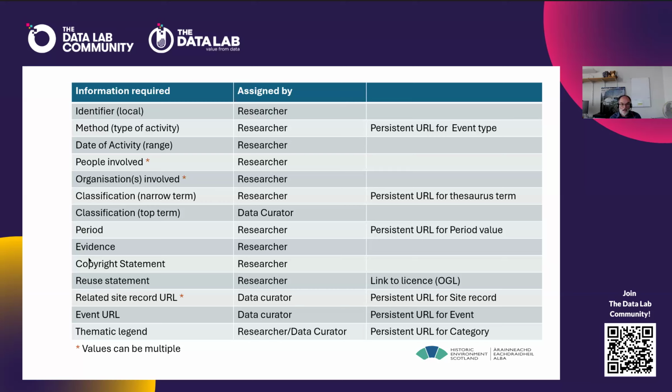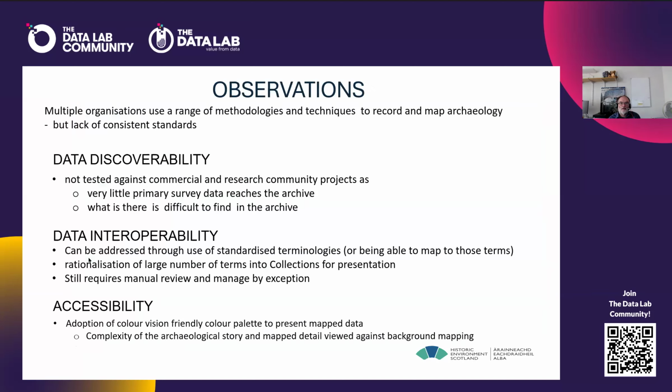Doesn't always happen. Copyright and reuse statements are key, because we want to use the data, we want to reuse the data, we want to publish it openly, and then we want to be able to link to the relevant record in the national record, or to the relevant historic environment record. And each of these data sets should have a unique URL for the activity or event that was undertaken, and then obviously a code for the legend that's applied.